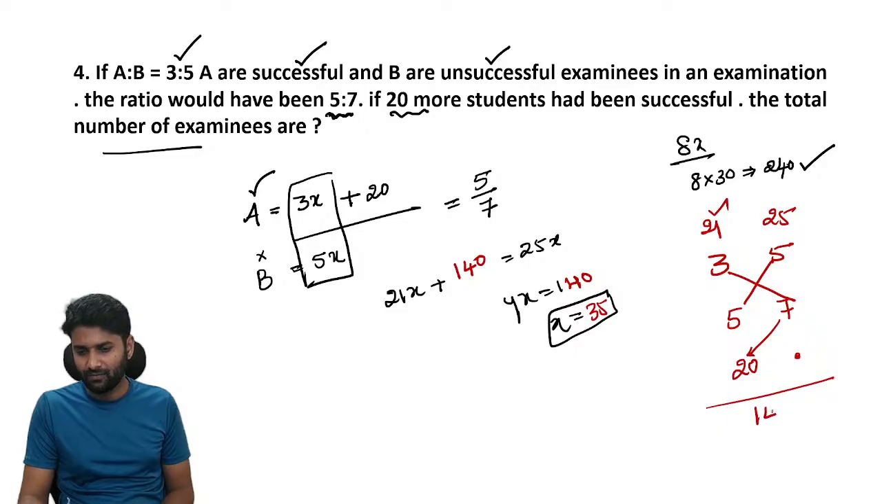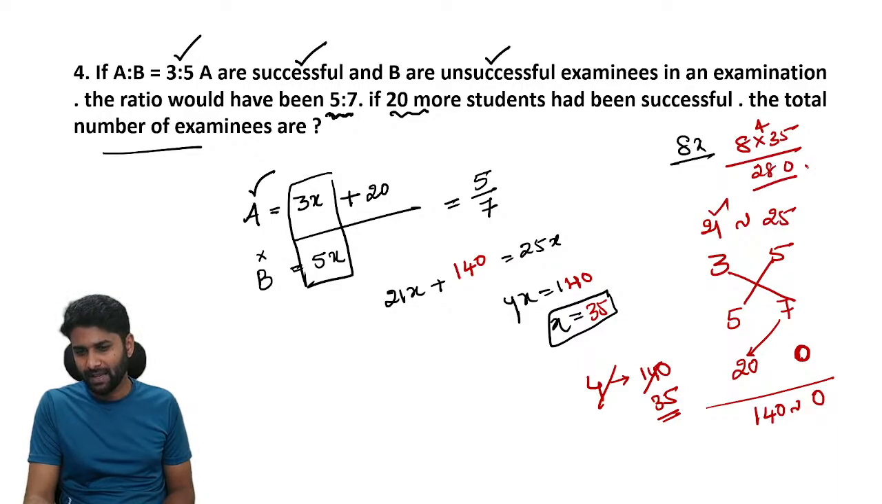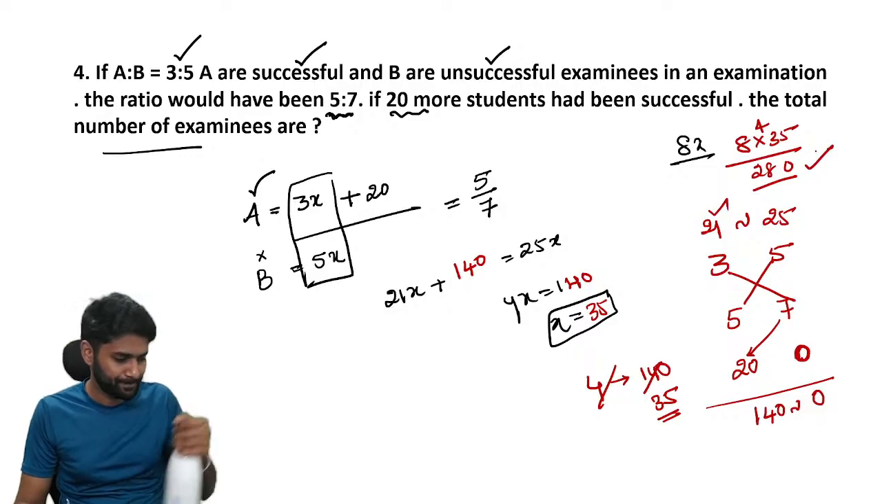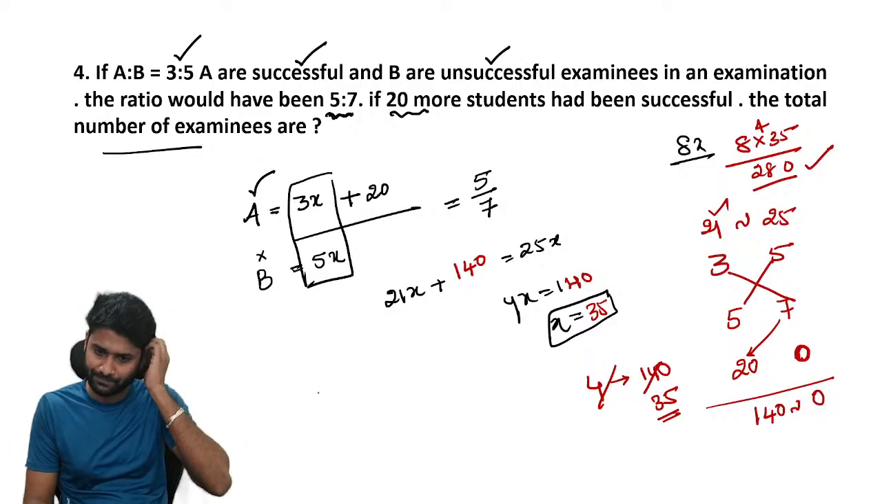Here, let us consider no subtraction we made here, 0. 5 into 0 is 0. Here, the difference is 4 units. Here, the difference is 140. Then each unit is 35. The question, 8 into 35 is 280 members. Yes. Thanks, Nanda. It's a 140.